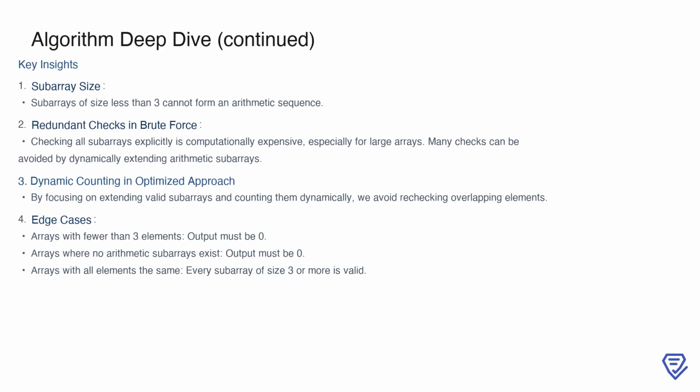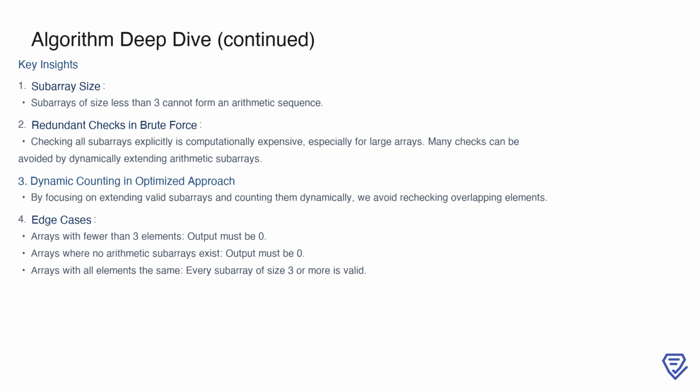Several key insights can help us better understand this problem. First, subarrays of size less than 3 cannot form an arithmetic sequence, so we can exclude them immediately. Second, the brute force approach involves many redundant checks, as it explicitly examines all possible subarrays, a process that becomes computationally expensive for large arrays.